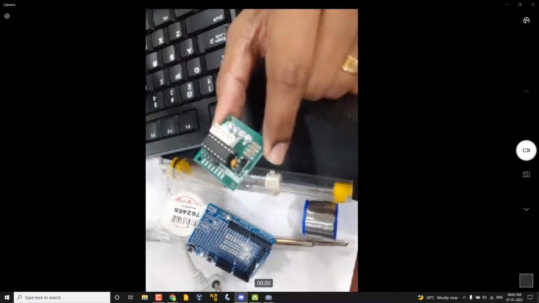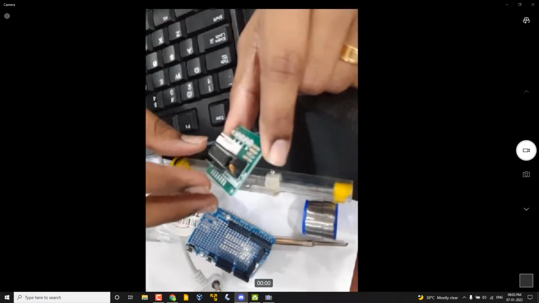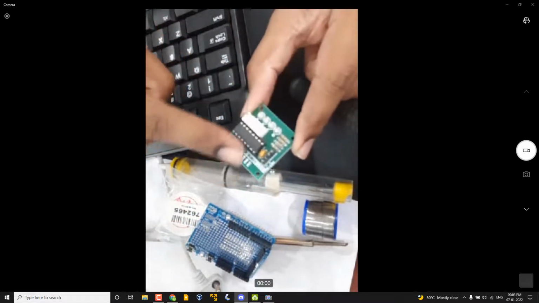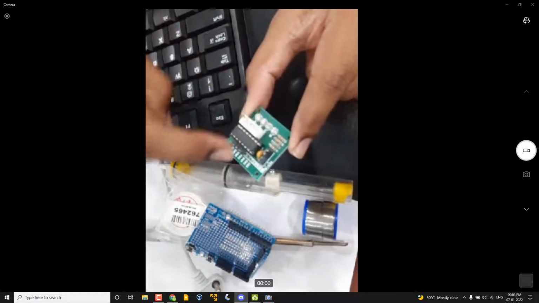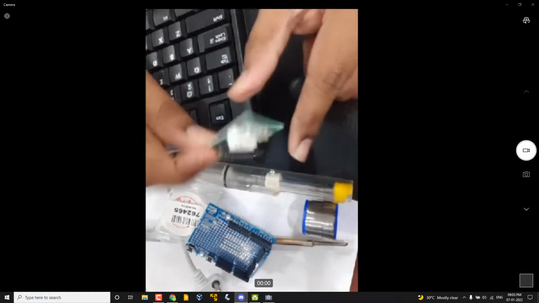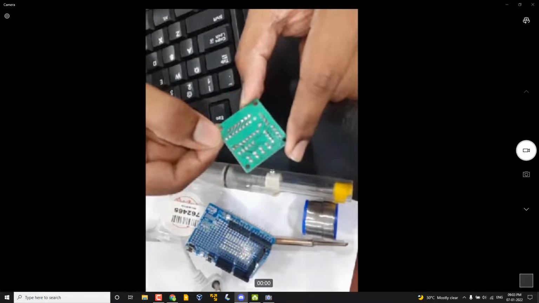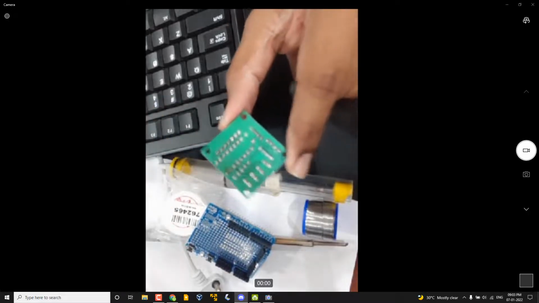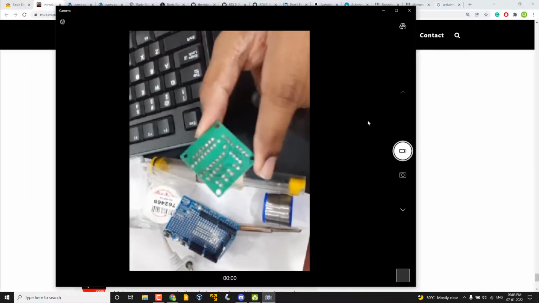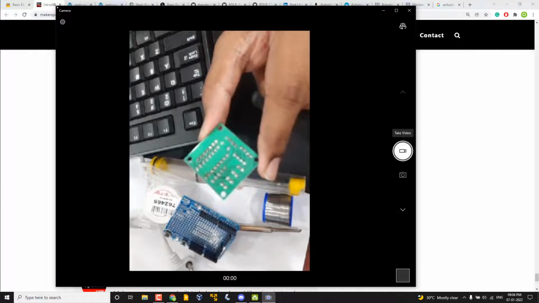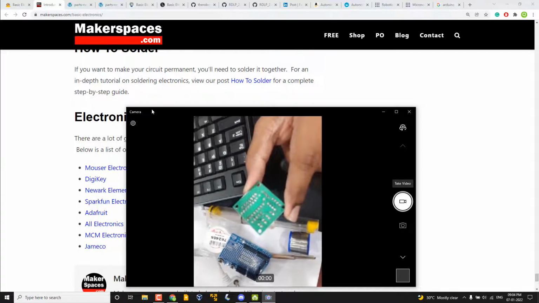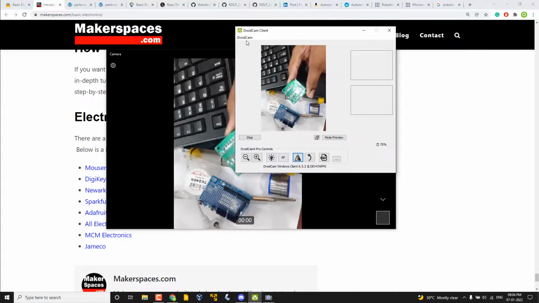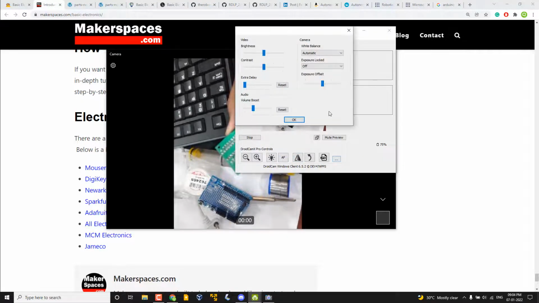From the name itself you can understand, right? The components are mounted on the top of this board, and the component connections are handled on the back. Unfortunately it's not very clear. I expected some more clarity, but it's not delivering that much. Let me try again just to improve.